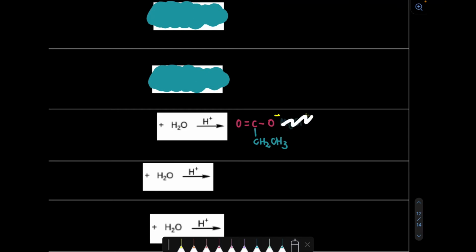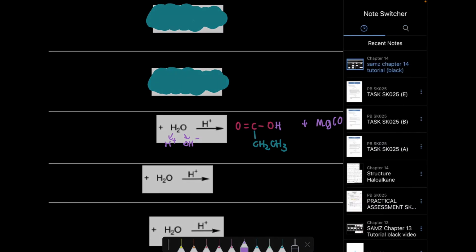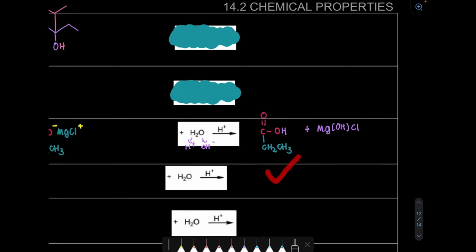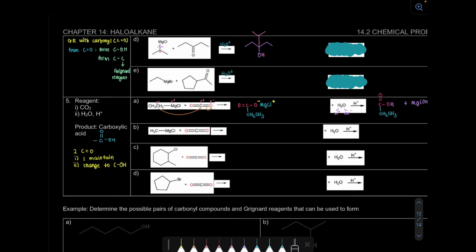Okay, so what would happen? Again, remember H2O comes from H plus and OH minus. So the O minus will partner with H plus, and the other part will become MgOHCl. So this is actually our carboxylic acid. On the same carbon there is a double bond O and an OH. If you want to rearrange it, it is just the same. Again, we have C double bond O. One of them we're going to maintain, and the other one we will change to OH. Okay, so example B, I think you could do yourself.